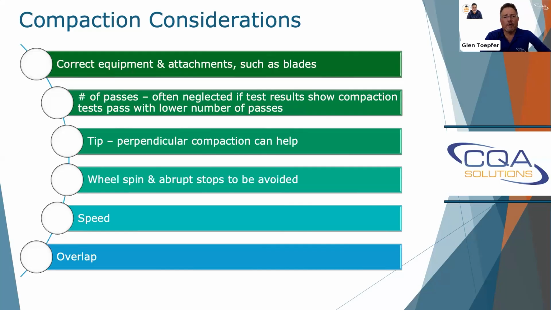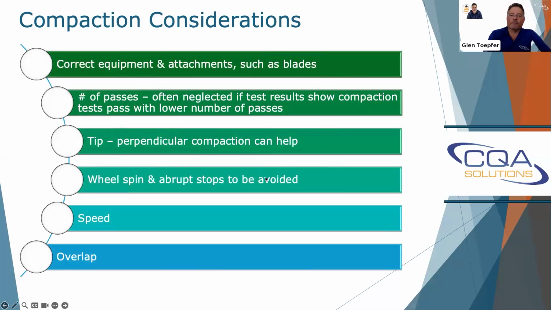Perpendicular compaction can help. Sometimes we get engineers that say, if the material meets your compaction criteria with 4 passes, you don't have to do 6. But I don't know how that really is, especially on low permeability materials. Sometimes you don't get your required hydraulic conductivity doing that.